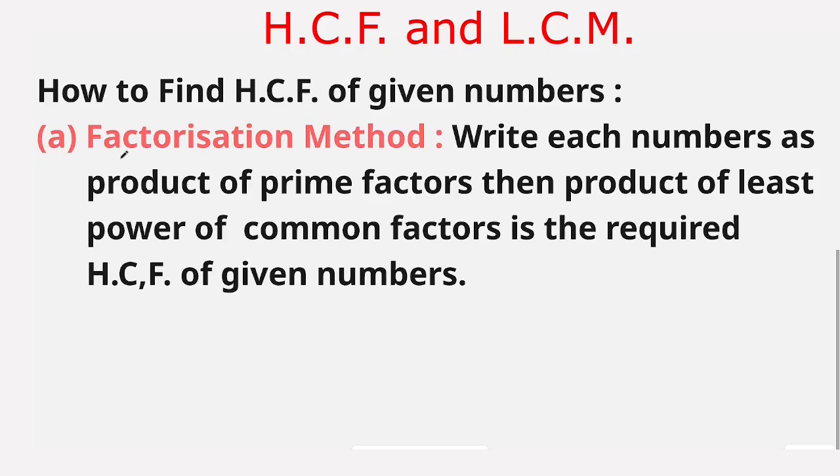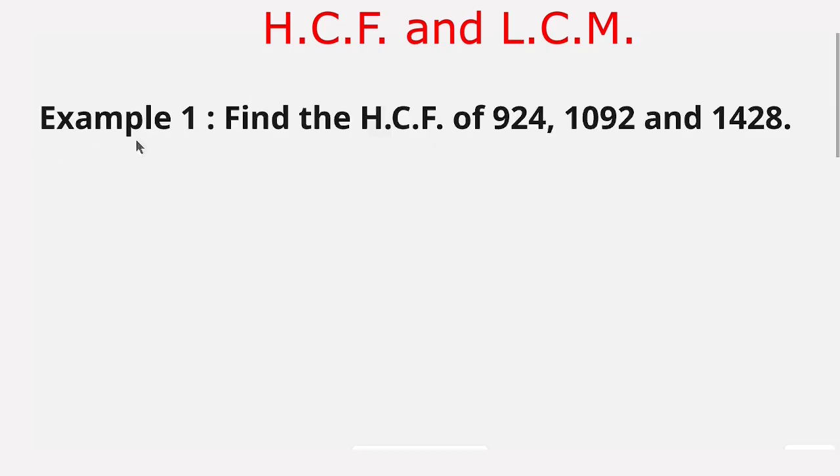Part A. Factorization method. Write each number as a product of prime factors, then the product of least power of common factors is the required HCF of given numbers. We will learn it by one example. Example 1. Find the HCF of 924, 1092 and 1428. We write 924 in its prime factors.